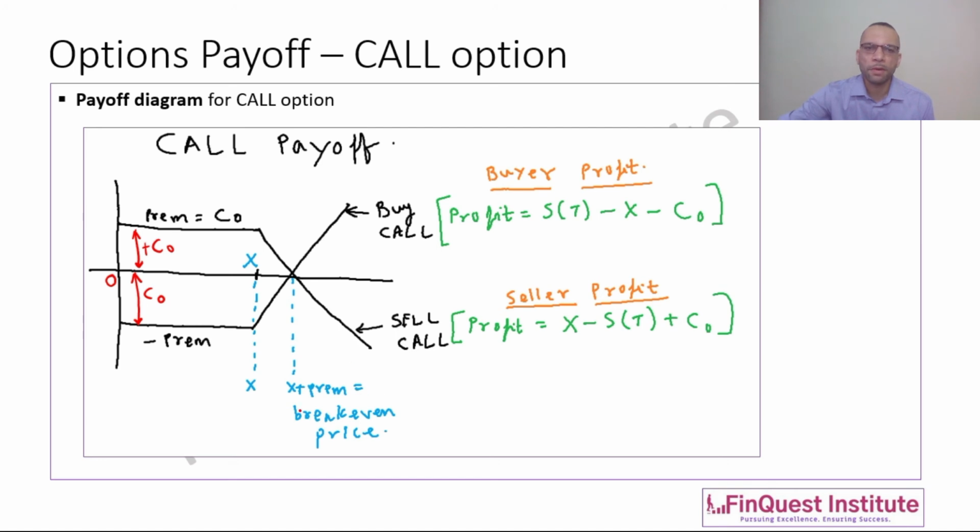Now the break-even price is given by X plus the premium, which is shown by the point right here, which I'm encircling in red.